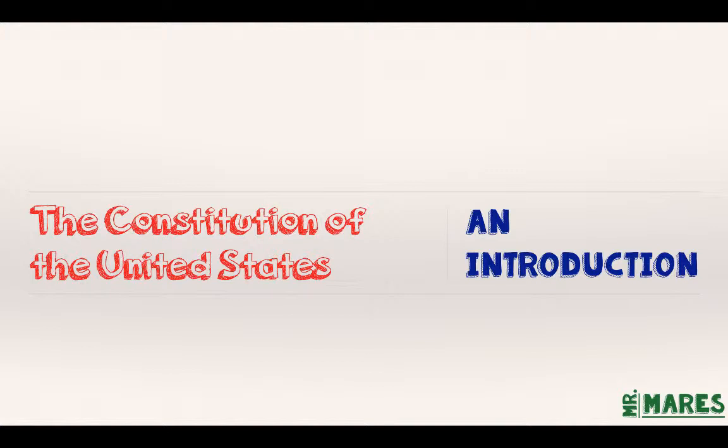So our goal today is to identify strengths and weaknesses of the Articles, as well as understand what the Great Compromise was at the Constitutional Convention of 1787.